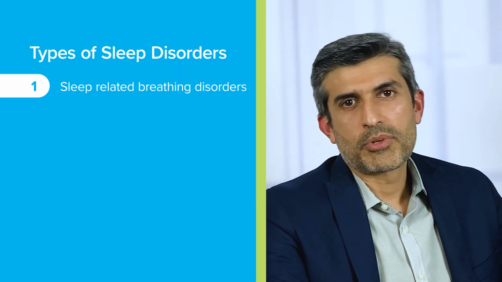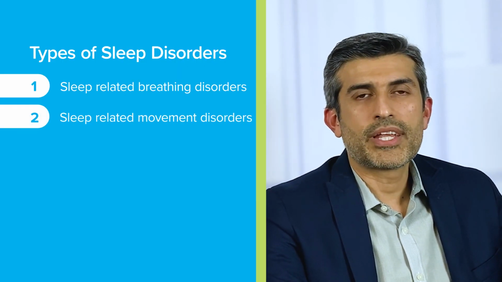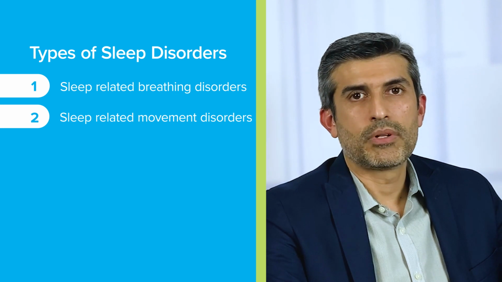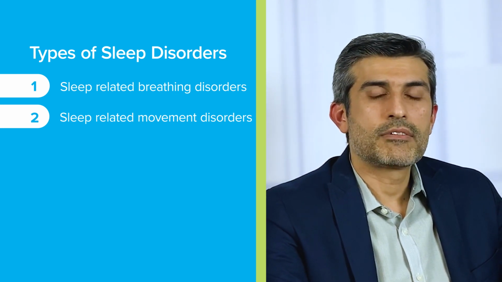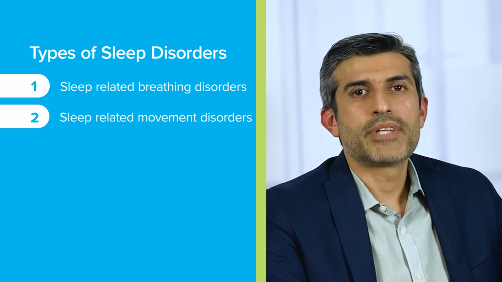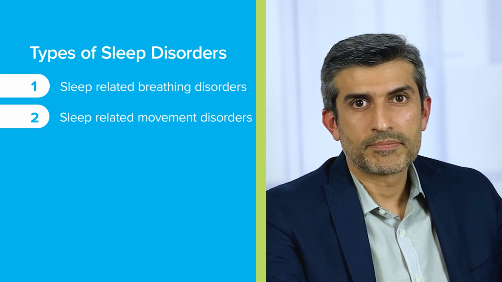Second category of sleep disorders in children, we call them sleep-related movement disorders. For example, restless leg syndrome. These children continue to toss and turn and flip-flop in their sleep, taking away the quality from their sleep.